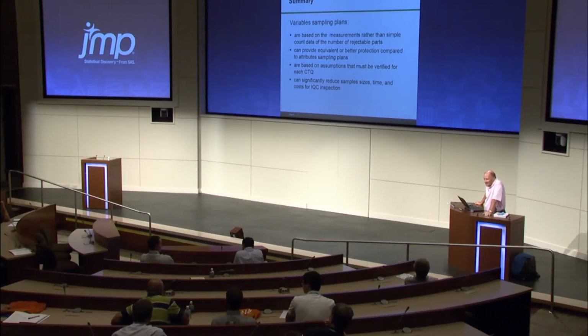So I understand you use the pooled standard deviations to estimate your overall sigma. Could you talk a little bit about the assumptions that you're using, and what happens if your incoming material standard deviation changes? For example, if they have an excursion.